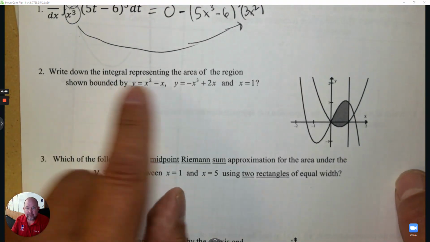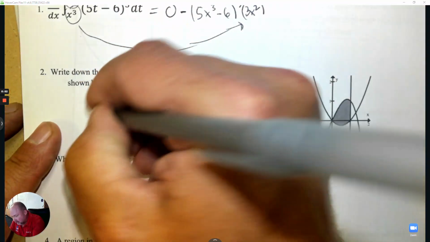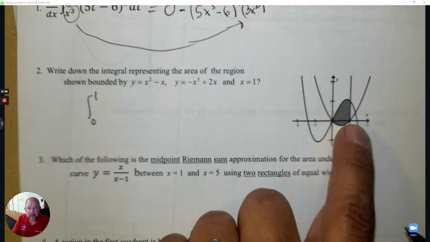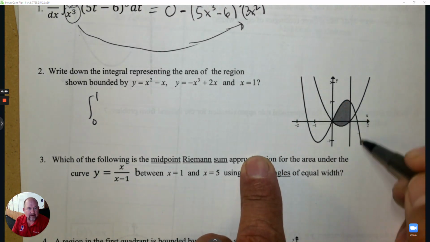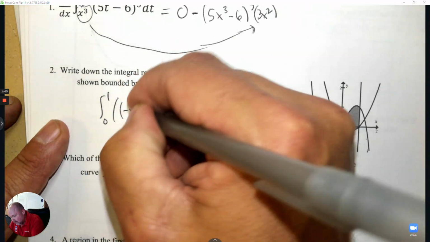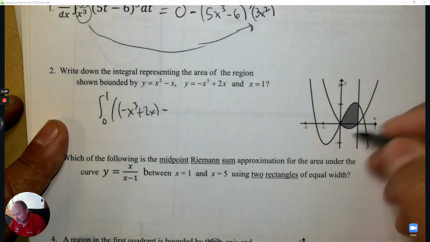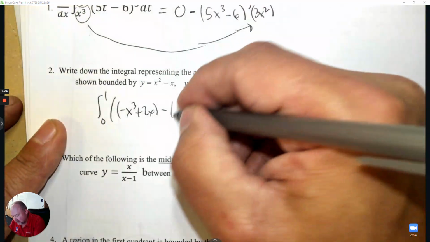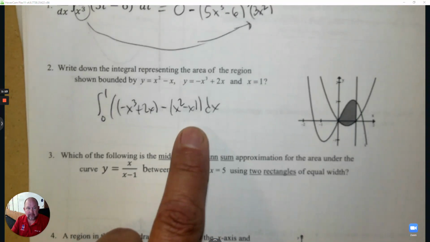Write down the integrals that represent the area of this. That's top, subtract bottom. That's an integration question. We go from 0 to 1. And then which one is on top? So that's the cubic function that's on top. So that's -x cubed plus 2x. Subtract the bottom, which is the quadratic, x squared minus x dx. That's it. Top, subtract bottom.